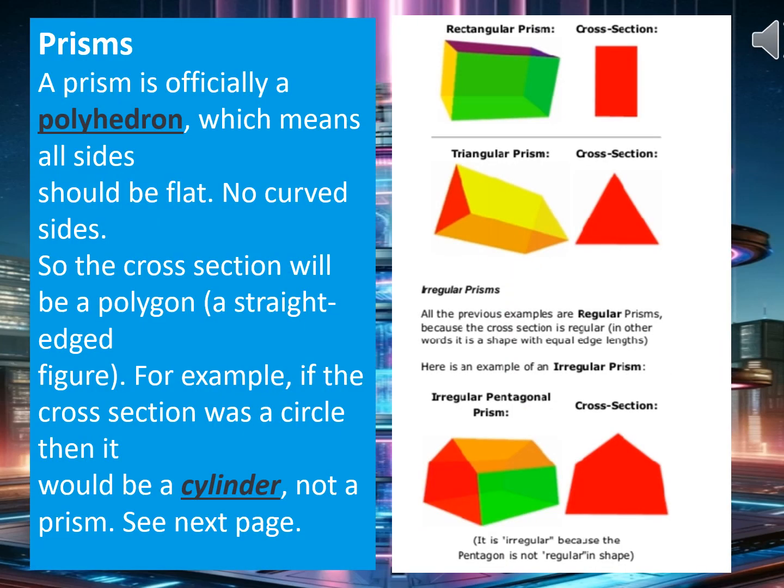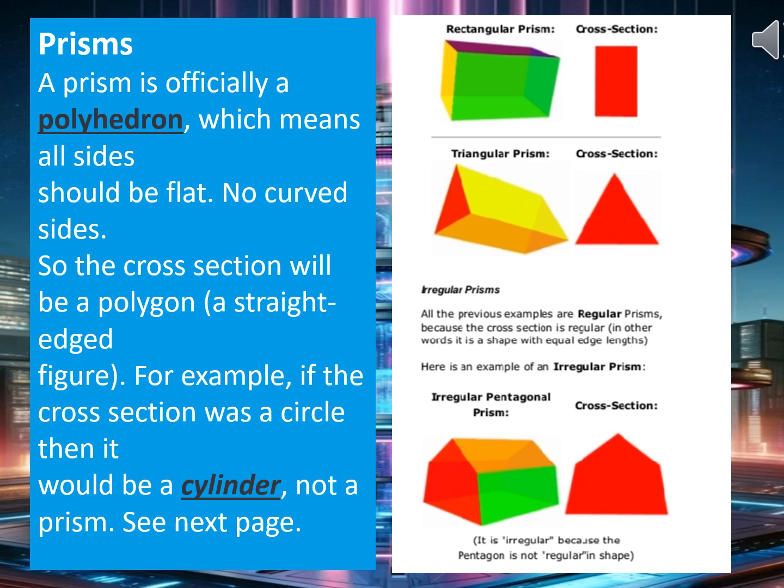Prism. A prism is officially a polyhedron, which means all sides should be flat, no curved sides. So the cross section will be a polygon, a straight edge figure. For example, if the cross section was a circle, then it would be a cylinder, not a prism.